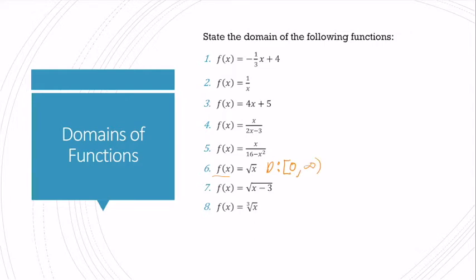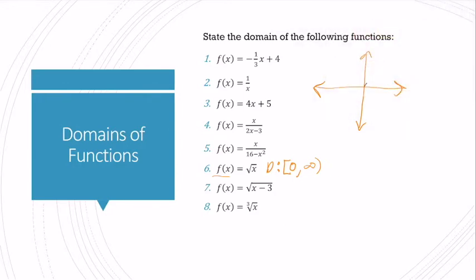The graph of this function looks like this. If x is 0, y is 0. If x is 1, y is 1. If x is 2, y is the square root of 2. If x is 4, y is 2, right? The square root of 4 is 2. So it's going to look like this.